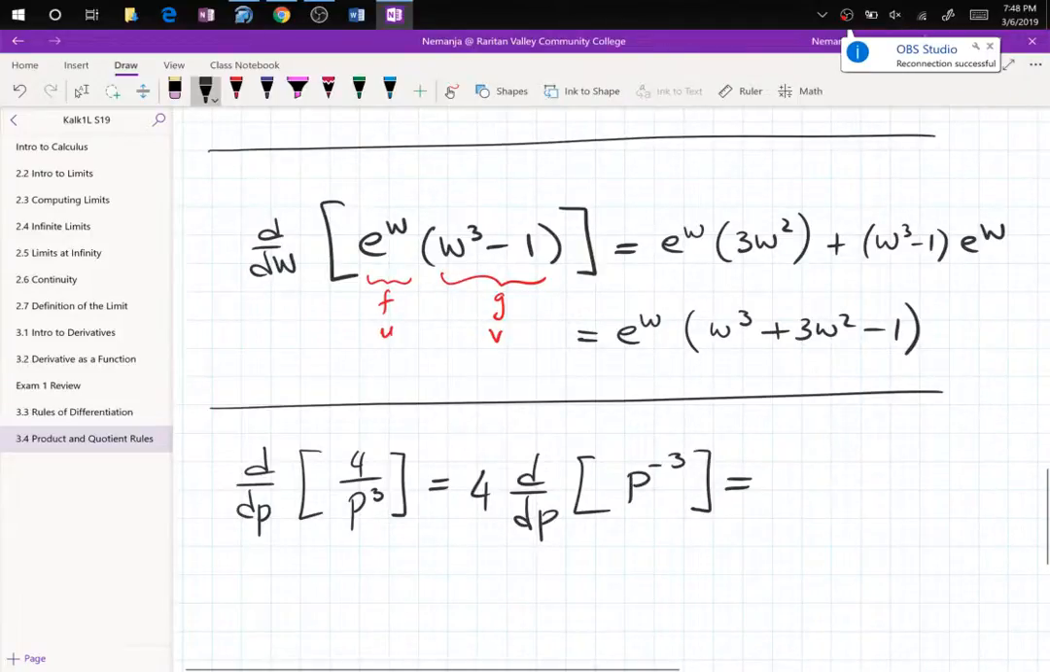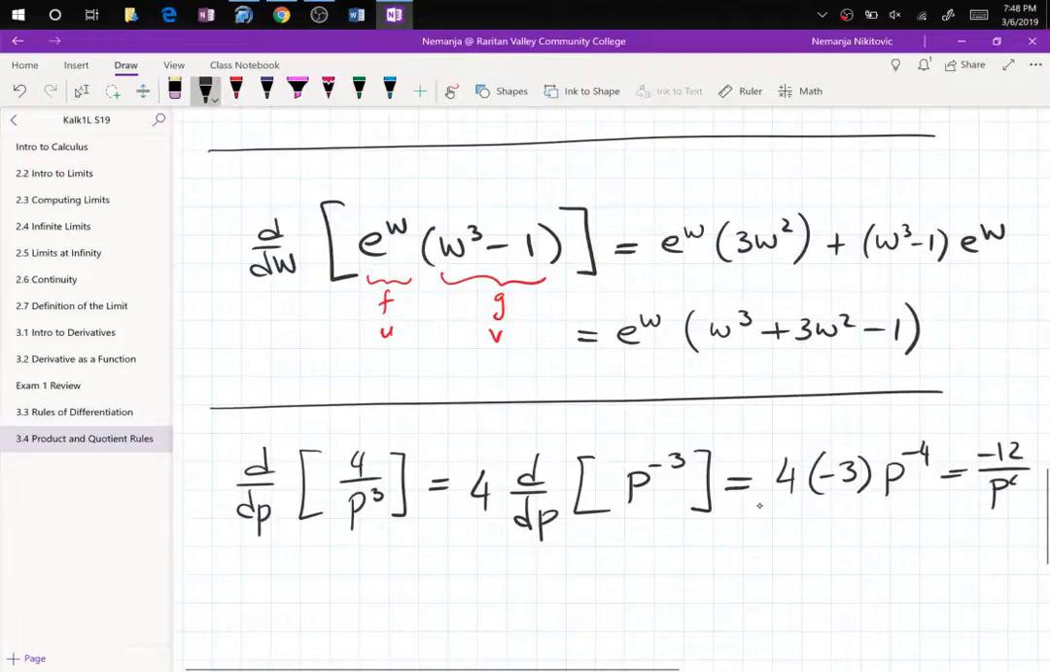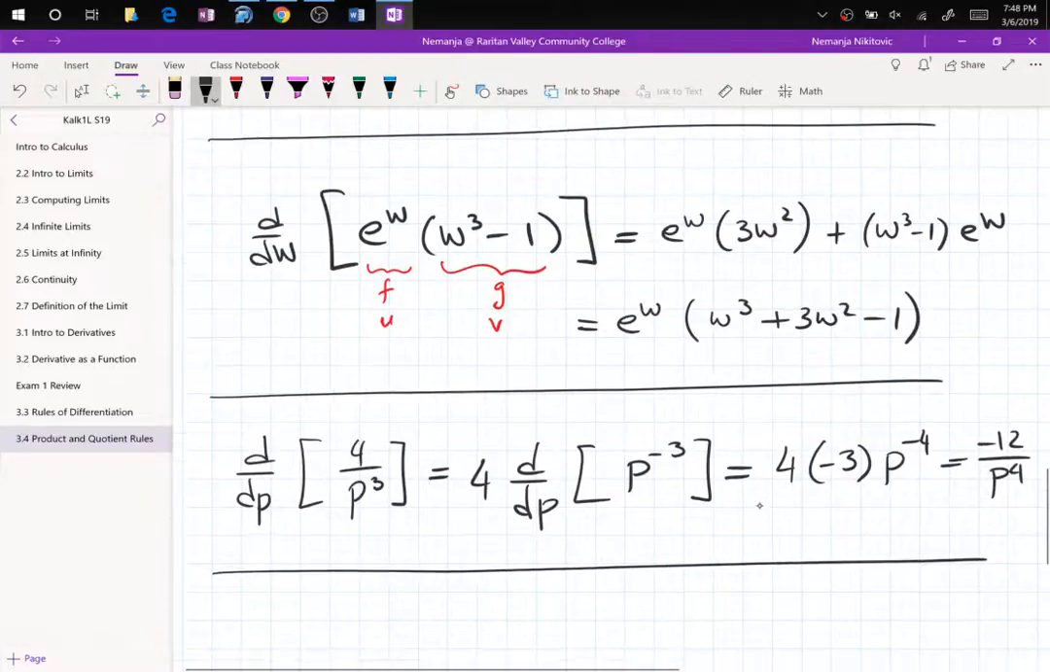So you kick 4 out, and then you have p to the negative 3. This is basic derivative, right? 4, negative 3, p to the negative 4, which is negative 12 over p to the 4. No need for quotient rule on something like this.